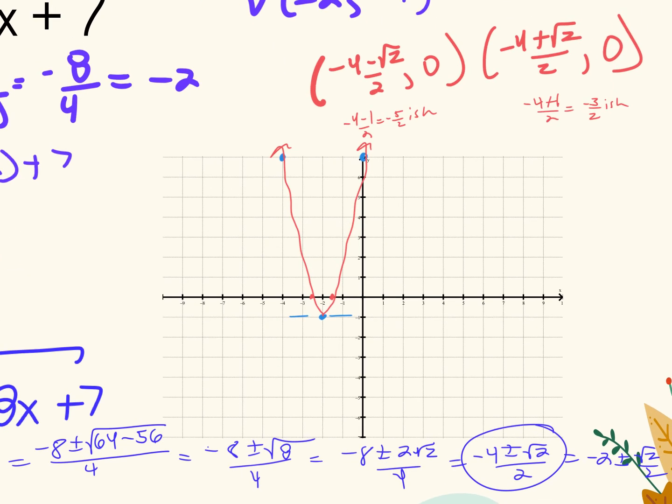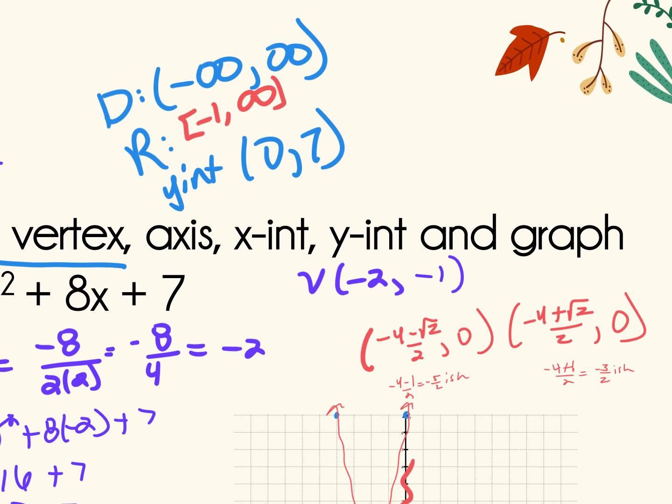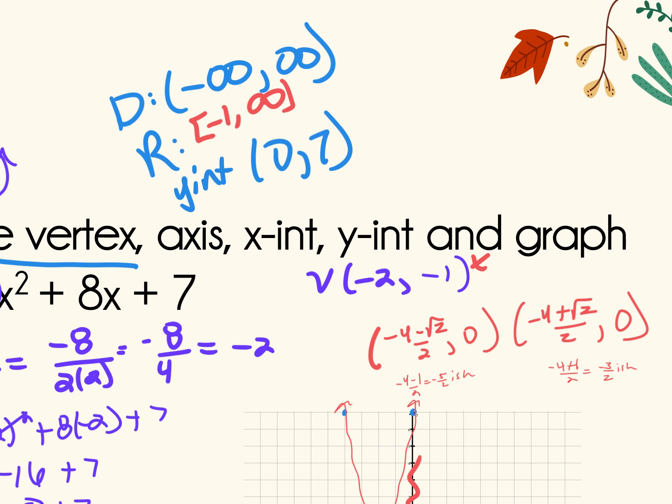Our range is going to be from right here, -1 on the y-axis, and it goes all the way up to infinity. So our range is going to include -1 and go all the way up to infinity. And again, range is based upon the y part of your vertex. If I was going to talk about the axis of symmetry, that invisible vertical line that cuts your parabola in half, that's going to be x equals -2.